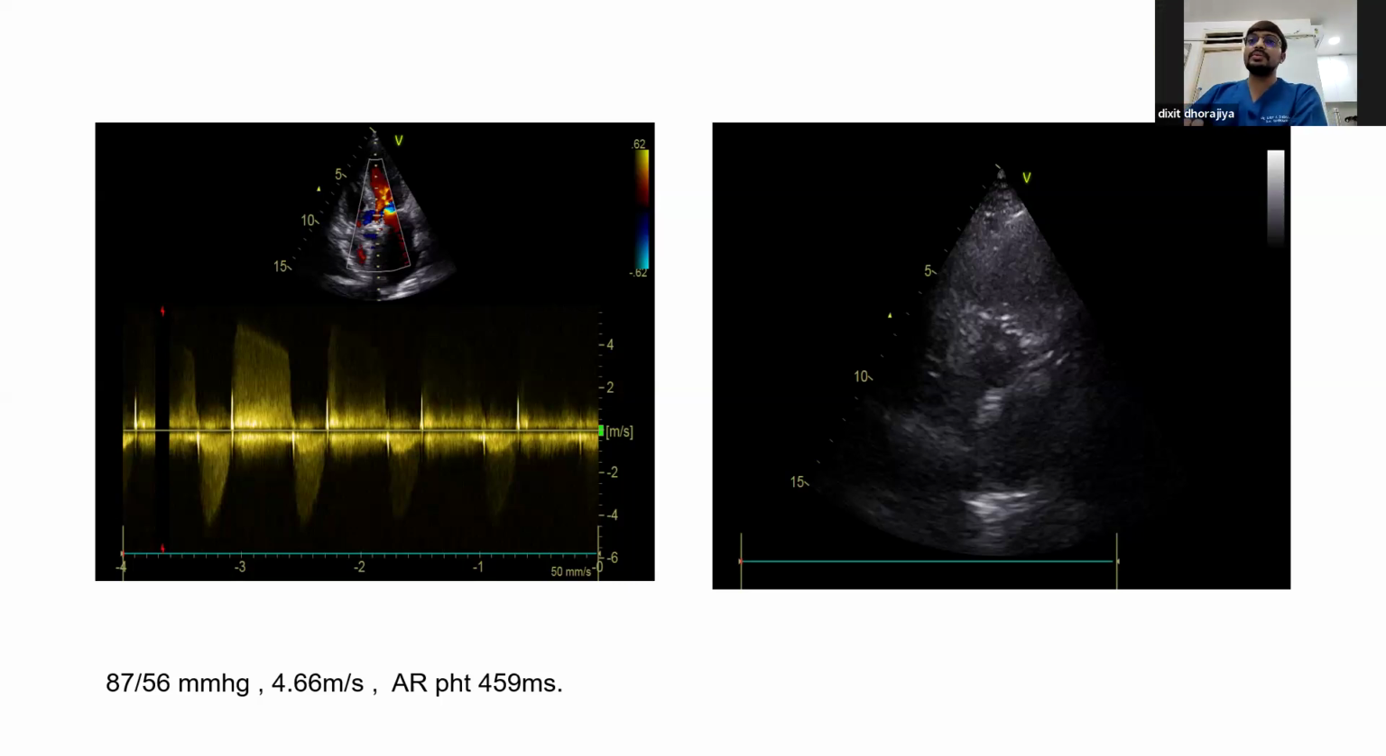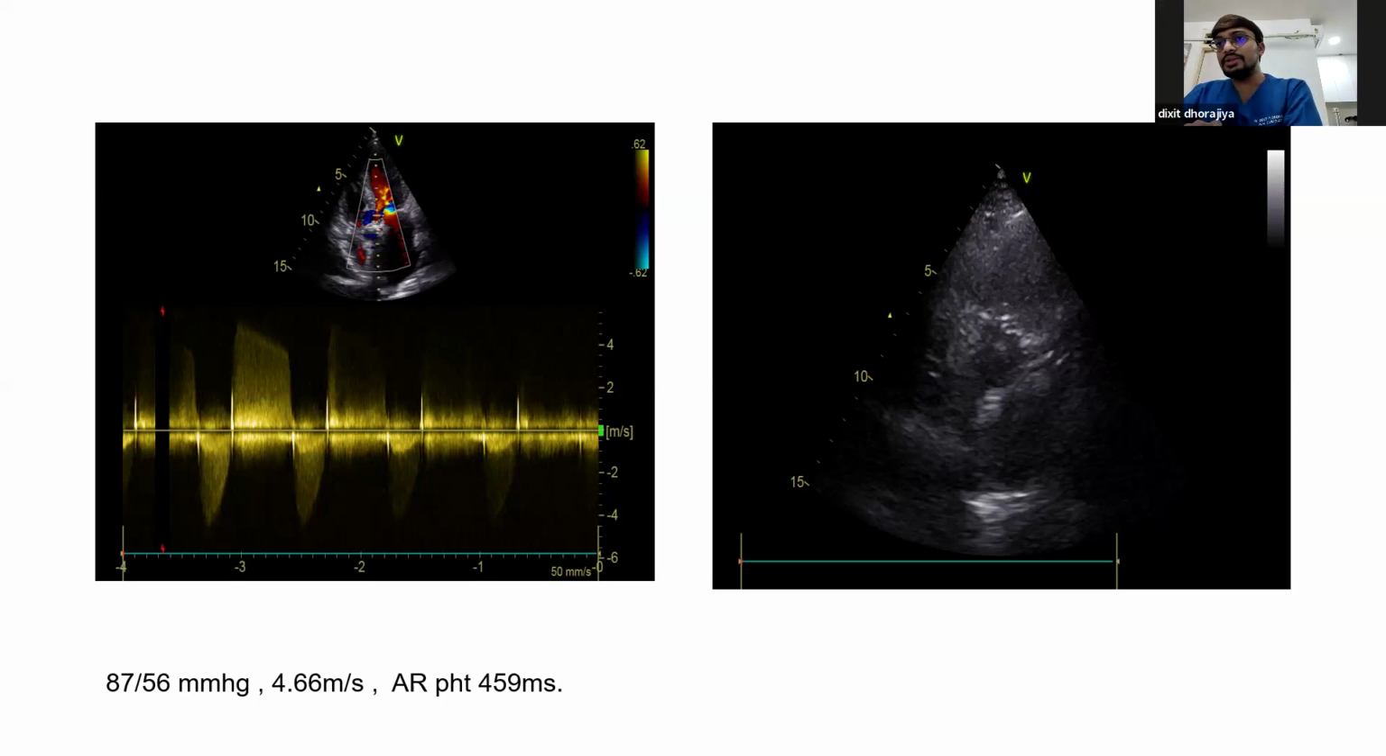But AR murmur could not be appreciable, sir. Okay. The AR envelope, at least it is mild to moderate, can't be ignored. Can you play the next slide? PHT was 459 milliseconds, sir. Can you rely on PHT in the presence of mitral stenosis? No, sir.